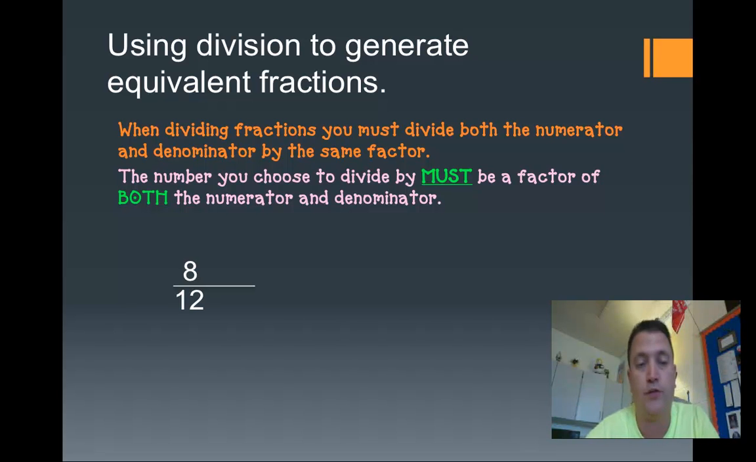I've got 8/12. Now what can I divide 8/12 by? And some of you might have a number in your mind already. What's a factor of both 8 and 12? Well, I'm going to pick the easy one because it's an even number. I know it can be divided by 2. So I'm going to divide the top and bottom by 2. When I do that, that's going to give me 6 on the bottom because 12 divided by 2 is 6 and 8 divided by 2 is 4. So 4/6 is equivalent or equal to 8/12.